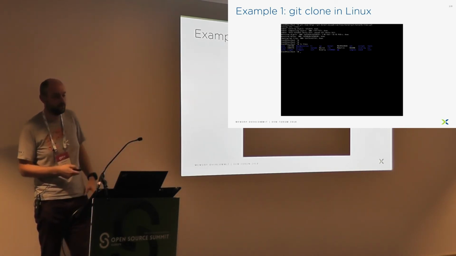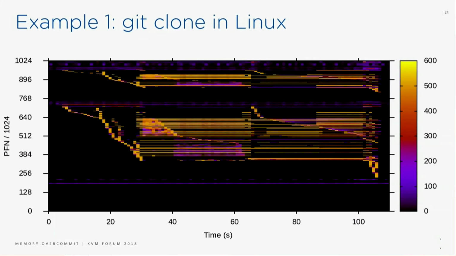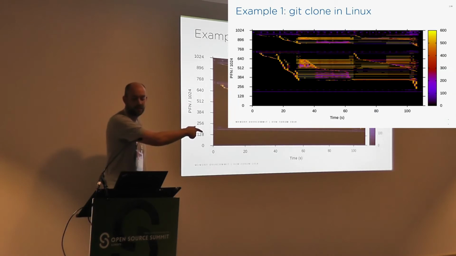Let me now put that in the form of a picture based on the data that I've got from this idle page tracking system. So the whole thing took just over 100 seconds. I've got time on the horizontal axis.